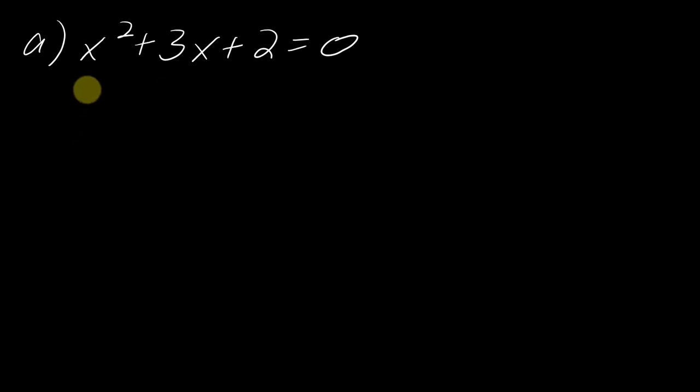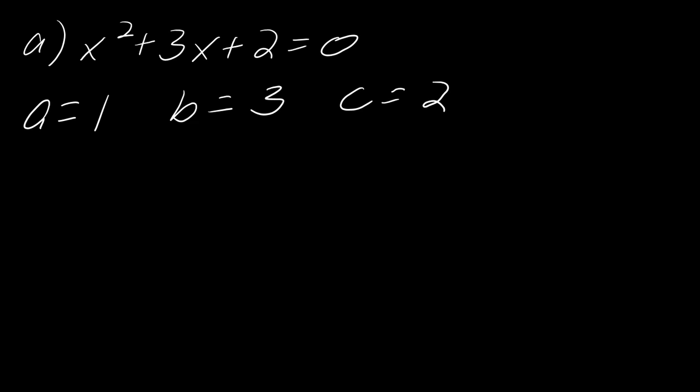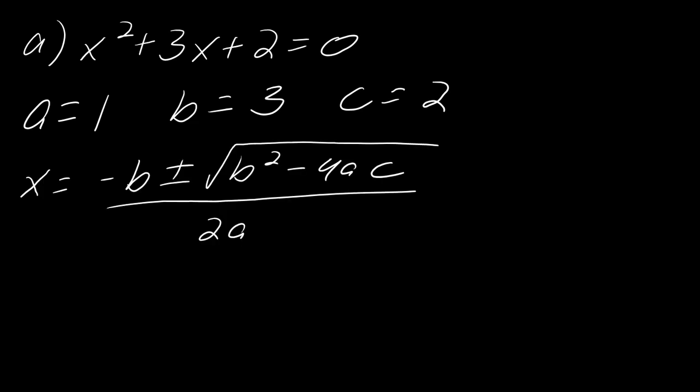So in general, if you have a quadratic, you want to make sure that it's set equal to 0, like we have here. If it's not set equal to 0, then you need to make it equal to 0. And then you just decide what's in the A, B, and C spot. So in the A spot, i.e. what's attached to x squared, that would just be an invisible 1. In the B spot is a 3, and in the C spot is a 2. So now I am just going to plug my A, B, and C into this formula.